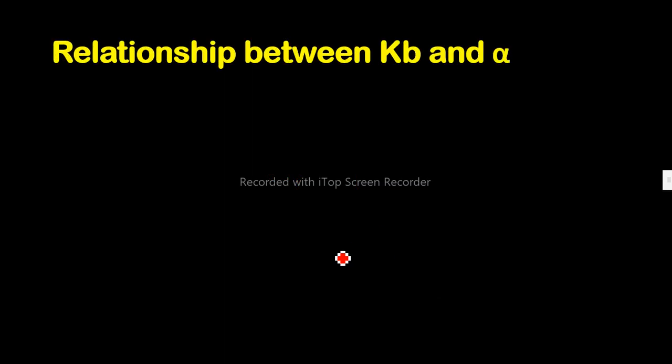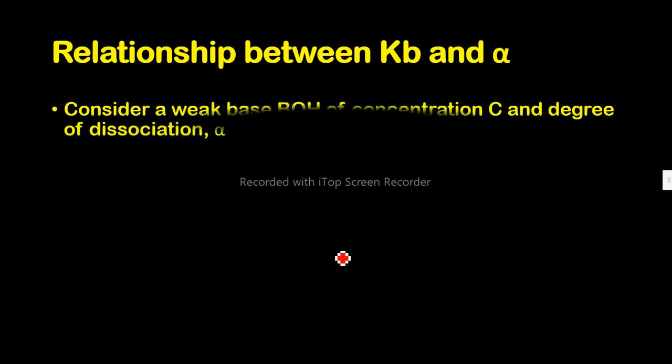So now let's show the relationship between the Kb and the degree of ionization. And it is simple. Our weak base, or our weak monobasic base, BOH.